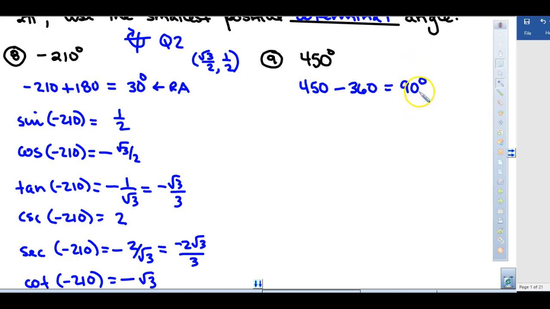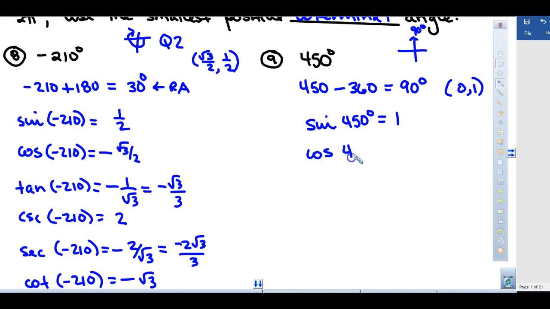Well, this is a quadrant angle because 90 degrees is found right here. There's your 90 degree angle, okay? And they don't have reference angles. You just go with their ordered pair. That is 0, 1 is that ordered pair. And so if you want to find the sine of 450, then that's just going to be your y-coordinate, and then cosine is going to be your x-coordinate, and then of course tangent is what you get when you divide sine by cosine. In this case, that's going to be undefined because 1 over 0 is undefined. And then you can find the rest by flipping.